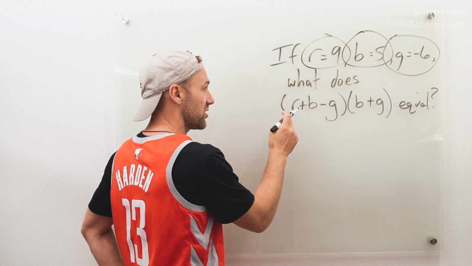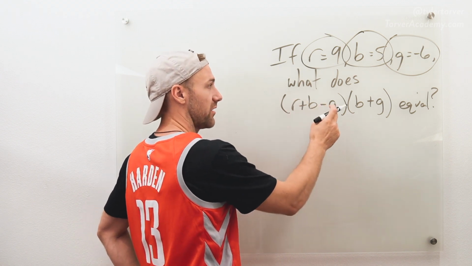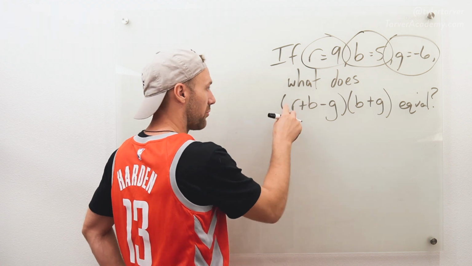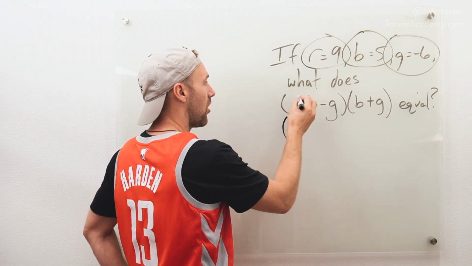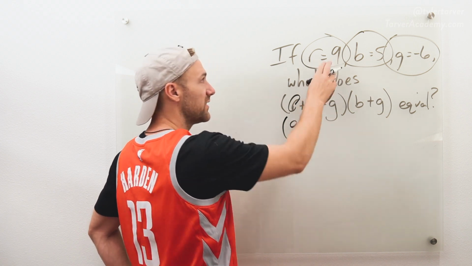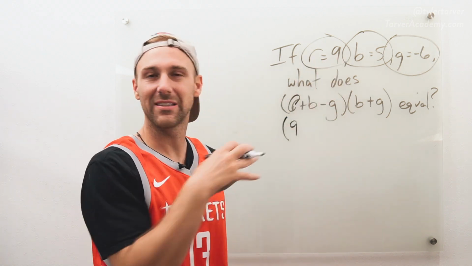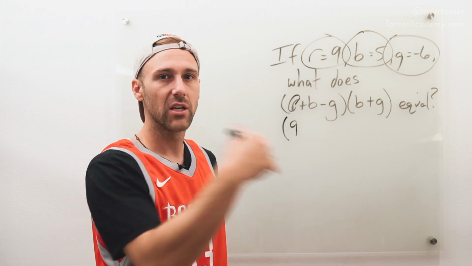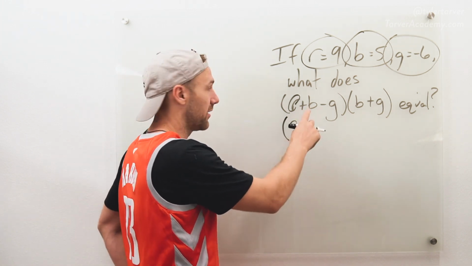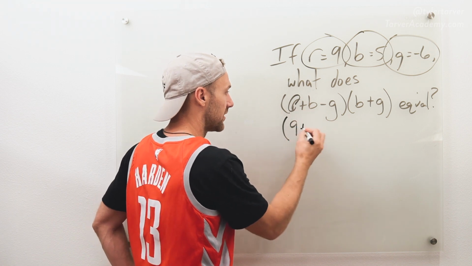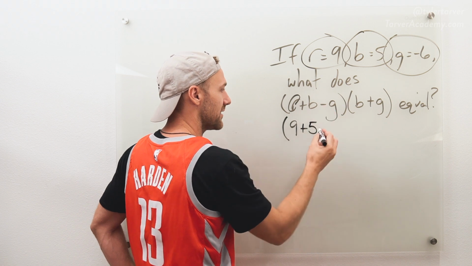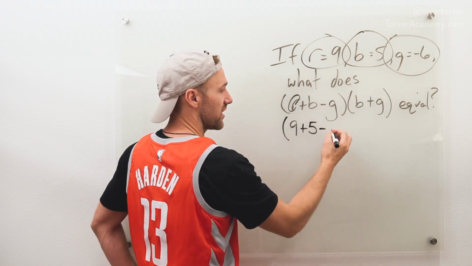I'm going to take every single character from this and bring it down one by one. Parentheses. Now, R. What's replacing my R? 9 is. When it's equal to it, it means it's equivalent. It means it's the same thing. That means they can be swapped out. So 9. This is where we got to be careful on the signs. Plus B, which is 5. Minus sign, G, which is negative 6.